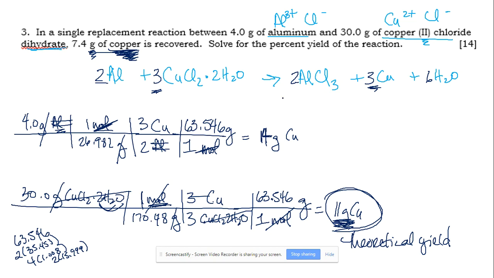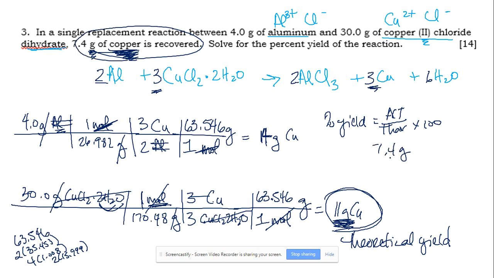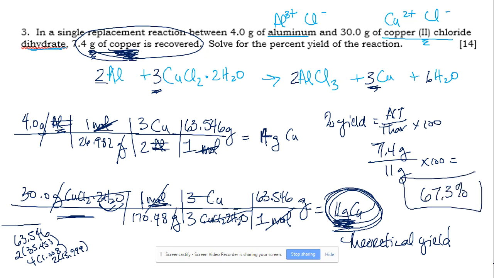So back to our formula, percent yield, which is actual over theoretical times 100. Our actual yield given to us in the problem was that 7.4 grams. We're going to divide that by the 11 from my limiting reactant of copper 2 chloride. So 11 grams times 100. And we do that math. 67.3 is our percent yield.